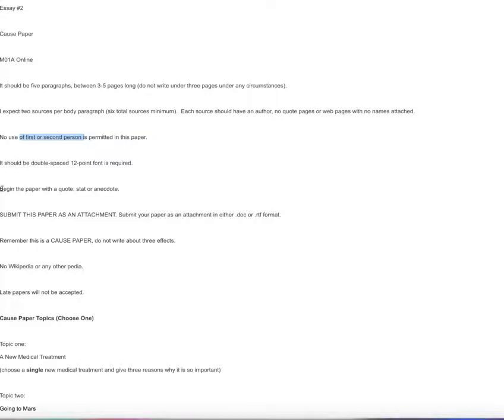12-point font, I really haven't had a problem with that, but make certain that you have MLA format. Begin the paper with a quote, stat, or anecdote. This is the hook you will be using.